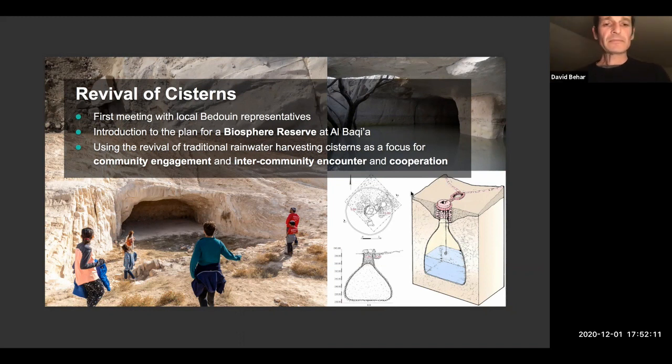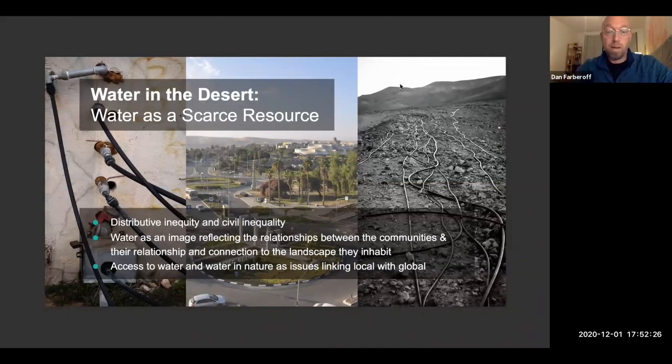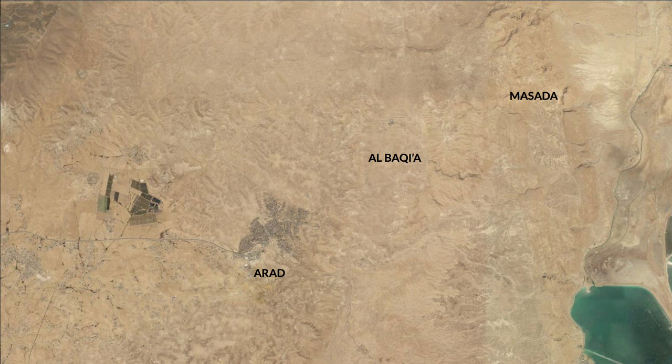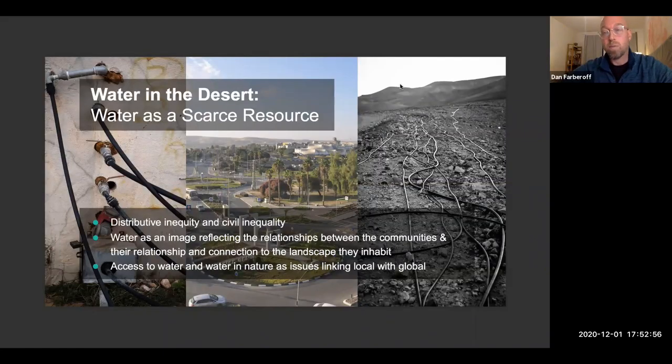From this issue of the Bedouins' need for reviving the cisterns in the area of Al-Bakia, came our thoughts of involving the communities of the town of Arad, which is very close by to Al-Bakia. We're talking about a distance of a few kilometers, maybe 4 kilometers sometimes. Masada, which you saw before, is about 10 kilometers from Arad. So it's a very, very close by area. And we thought of involving those communities in the actions of reviving those cisterns that have been out of use.